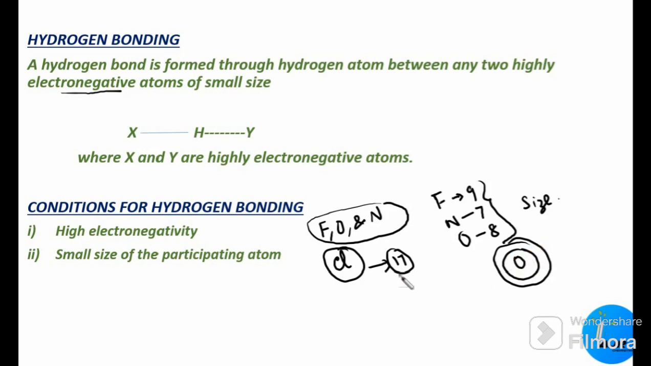Okay, so this is the reason why chlorine is not able to form a hydrogen bond when compared to fluorine, oxygen and nitrogen, whereas these atoms can easily form hydrogen bonding. Okay, so these are the important conditions for hydrogen bonding: high electronegativity and small size. Can you understand? So next, let us see the nature of hydrogen bonding.